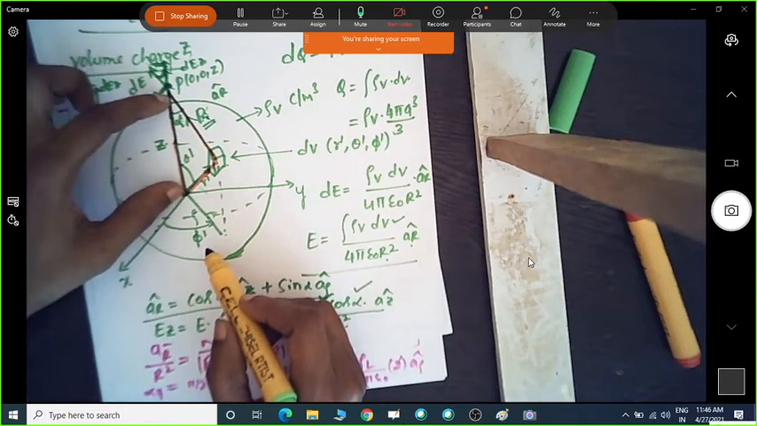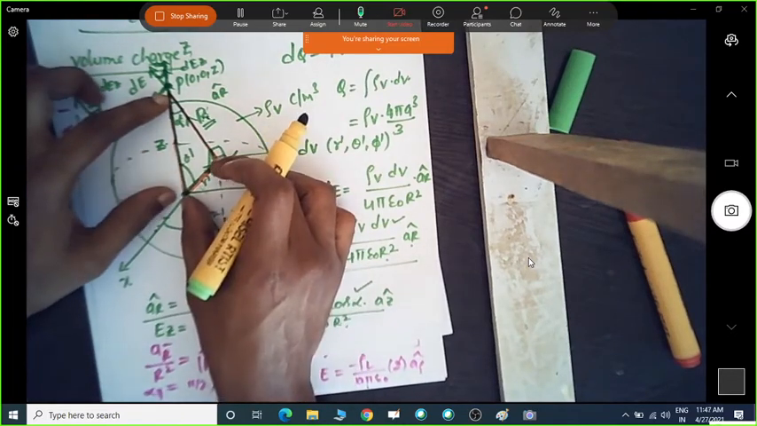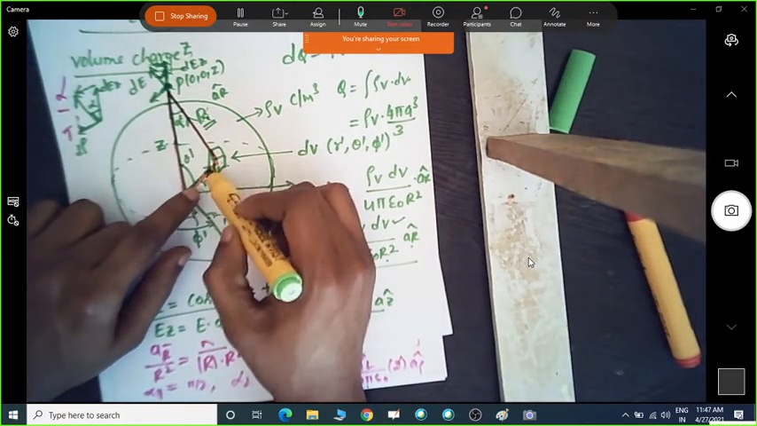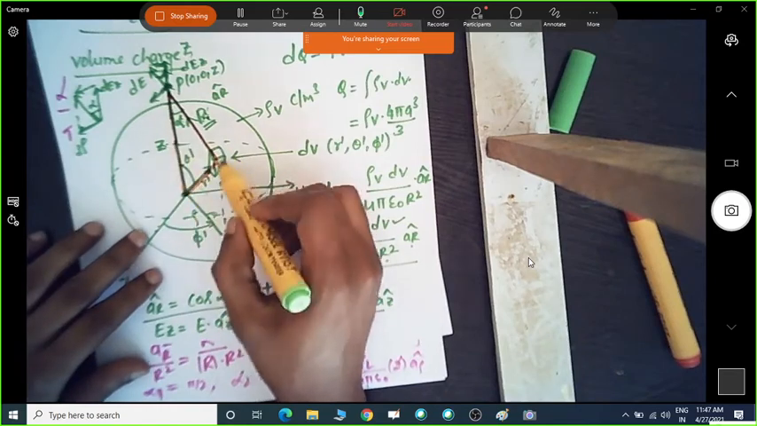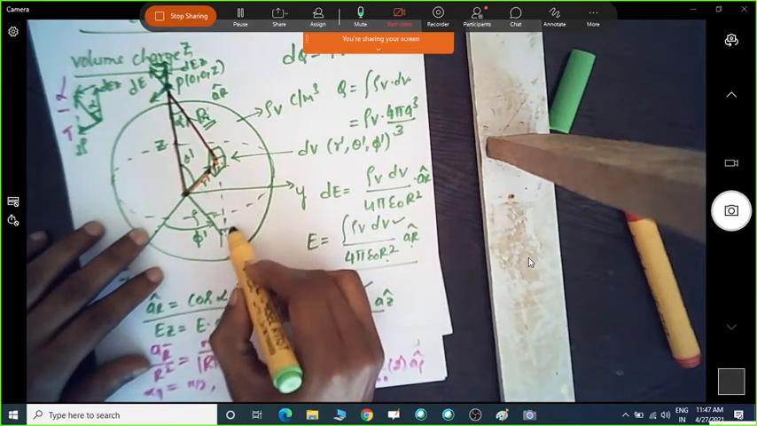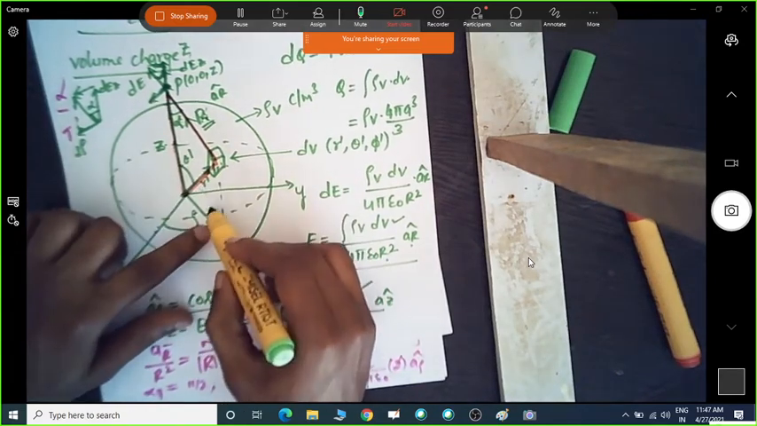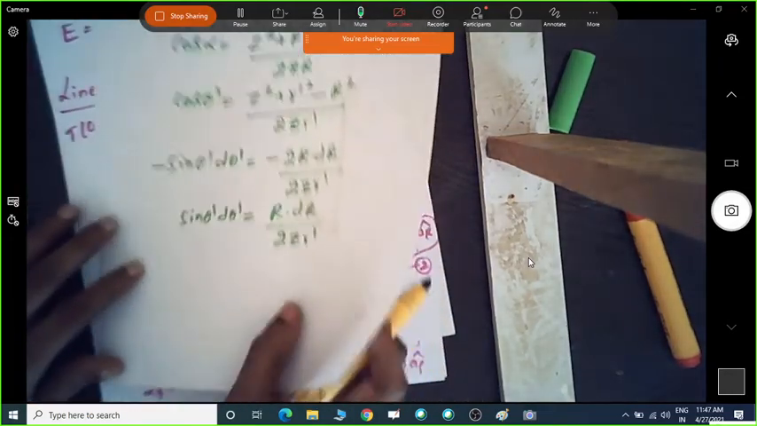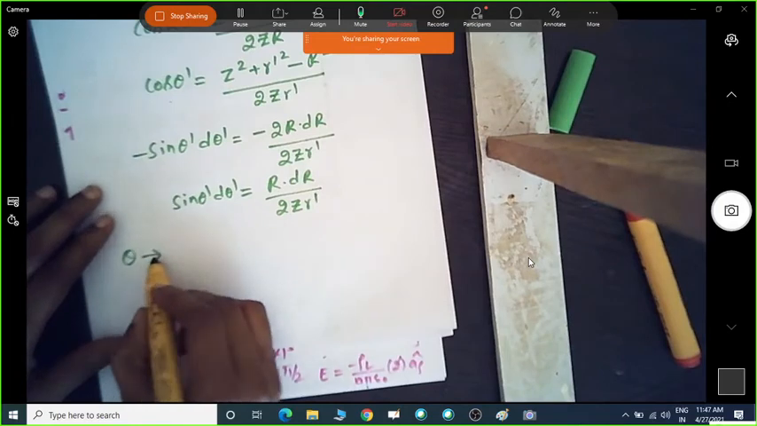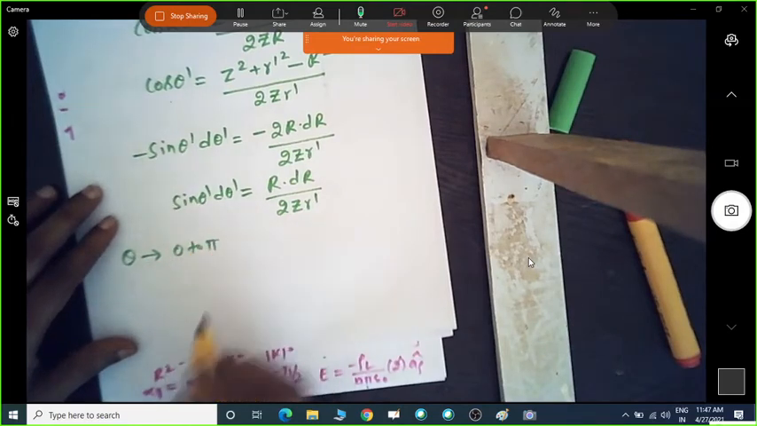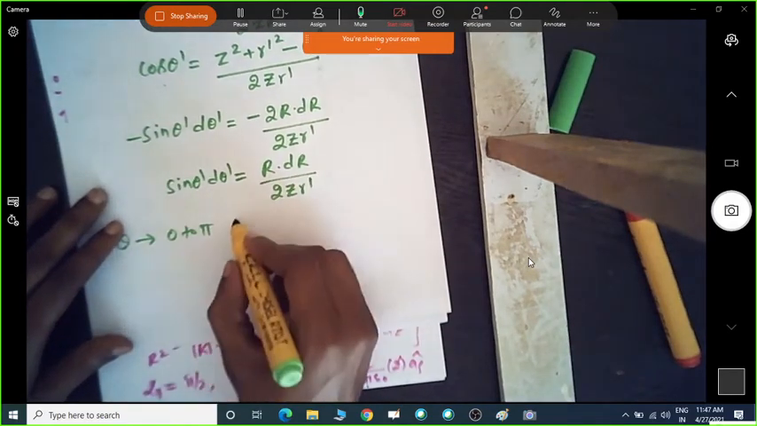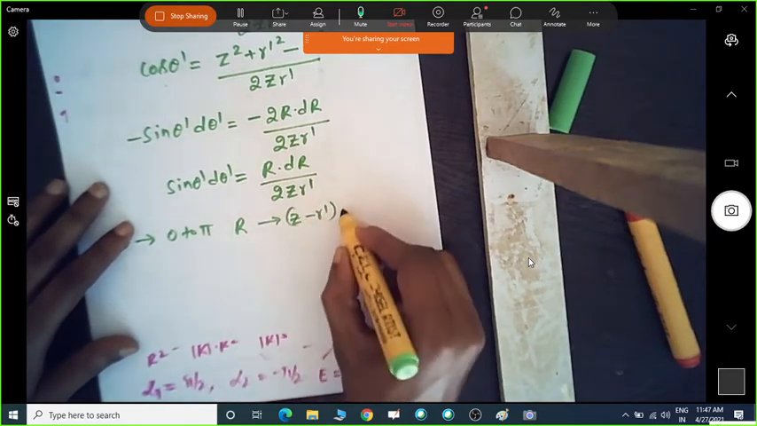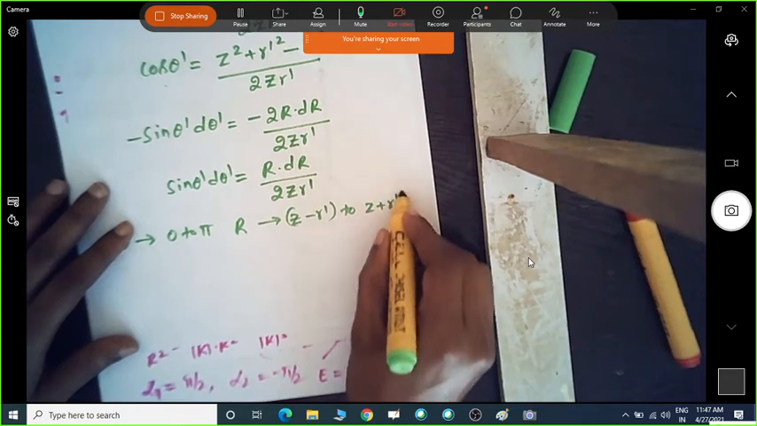So this z and the difference in the value of r dash, so this will be z minus r dash, which will give the theta variation. If I project the same volume here, it will become z plus r dash. So if theta varies from 0 to pi, now r varies from z minus r dash to z plus r dash.